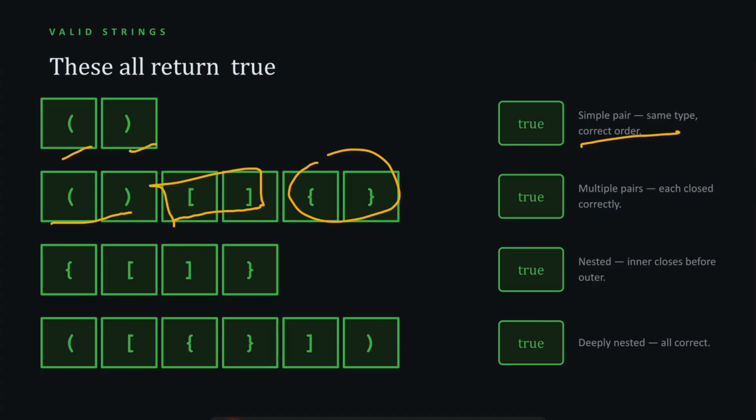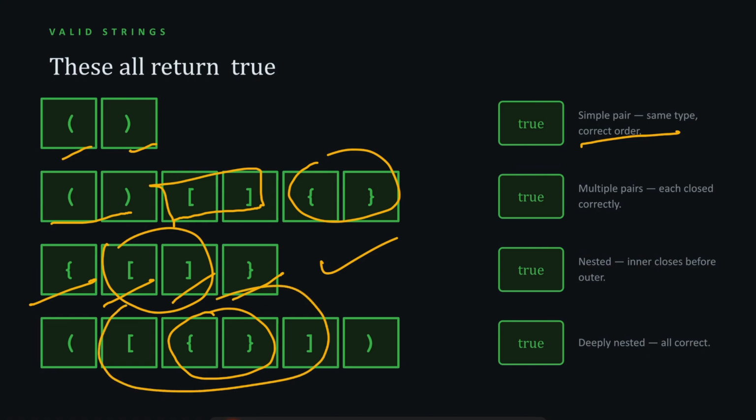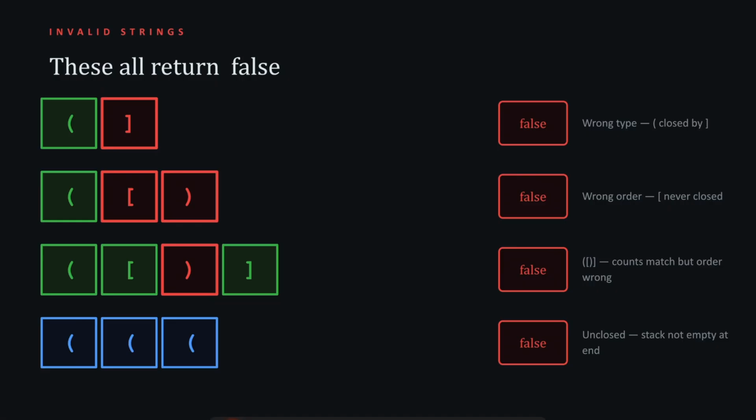Here's where it gets interesting. Nested brackets. We have open curly brace, open square bracket. Notice here that you have to close the innermost bracket first before you close the outer bracket. This is the key insight. This makes it a valid string. Similarly for the next one, where you close the innermost bracket first before you close the outer bracket to make it a valid string. Now some invalid examples.